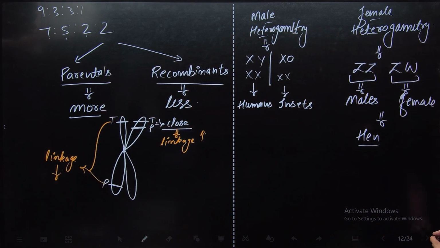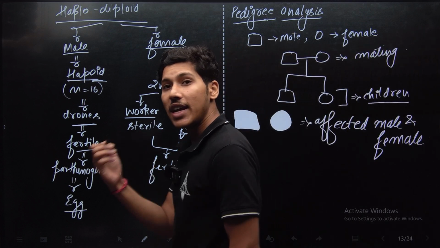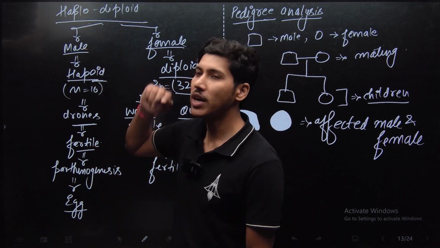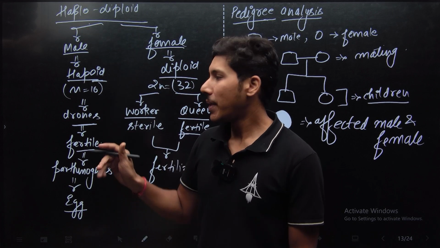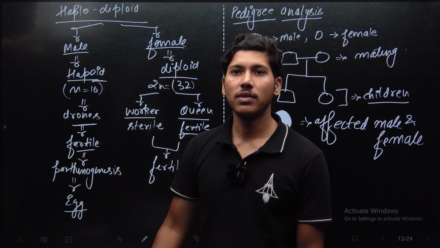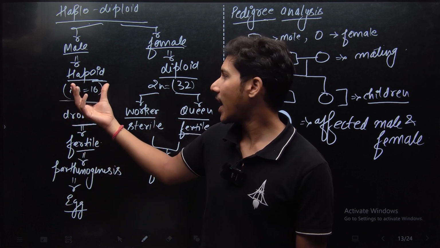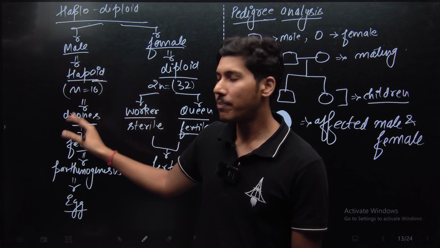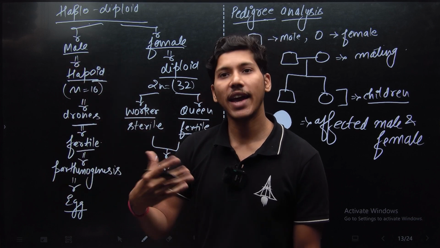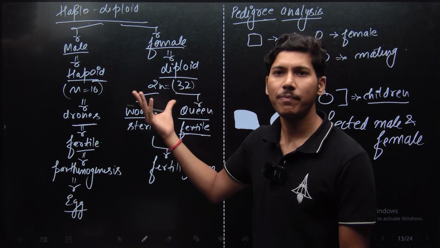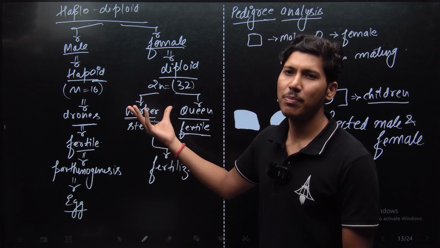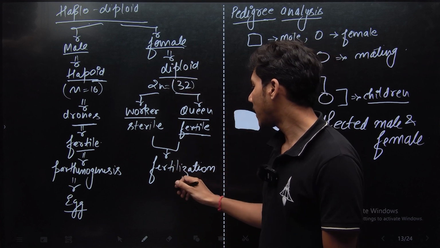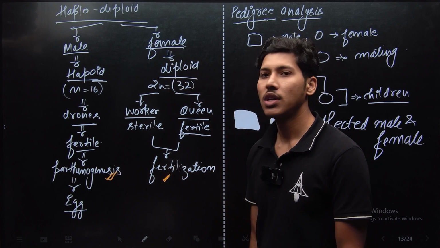Okay. Now, there is a very important case of sex determination which is known as haplodiploid sex determination, in which males are haploid and females are diploid. In honeybee, males have 16 chromosomes and females have 32 chromosomes. Males are developed by parthenogenesis of the egg and females are developed by the typical fertilization and then zygote development processes. So females are developed by fertilization and males by parthenogenesis.